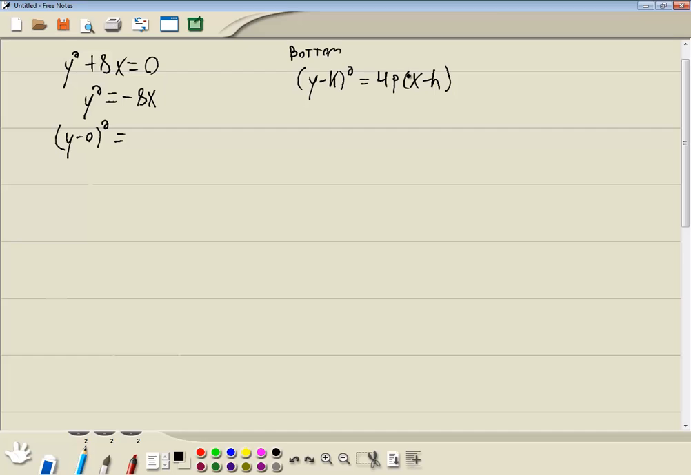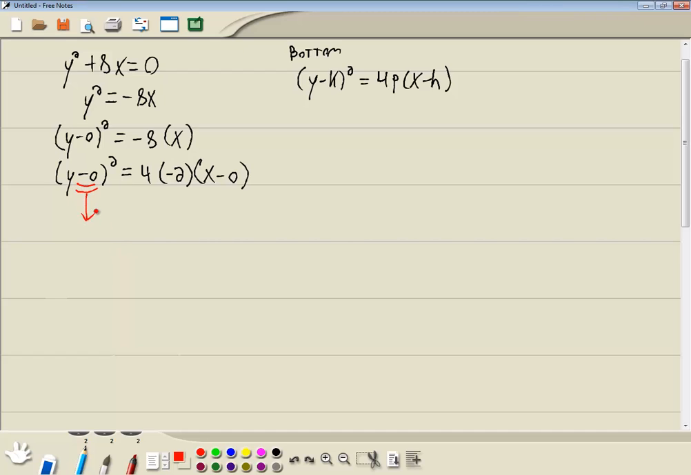Now on the other side, I have to have a parentheses before the x, and you can always create a parentheses before the x by factoring out whatever number is in front of it. So I'll factor out negative 8. So then we have (y minus 0) squared. We want to rewrite the negative 8 as 4 times something, and this one's pretty easy to see. 4 times negative 2 will give you a negative 8. And we want this to be x minus or x plus a number, and I'll rewrite that as x minus 0. So now it's in our standard form.